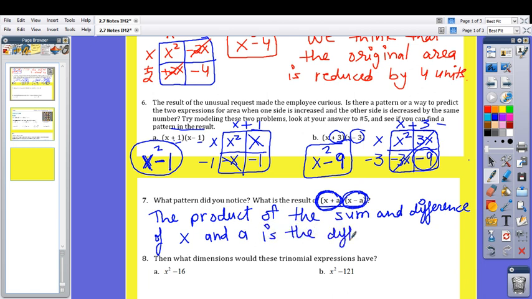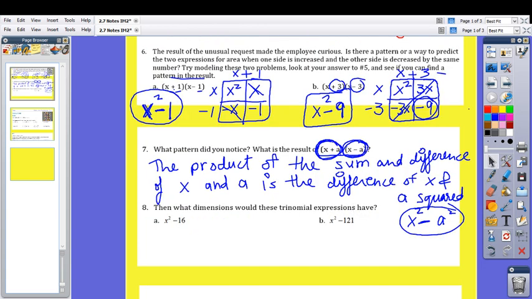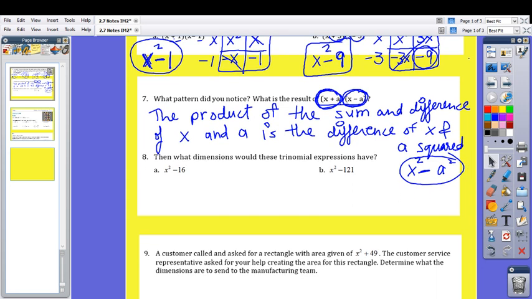the difference of x squared and a squared. That means x squared and a squared and the difference. So, x plus a times x minus a is x squared take away a squared. Okay? And if we say it in English, then we say the product of the sum and the difference of x and a is the difference of x squared and a squared. Okay?